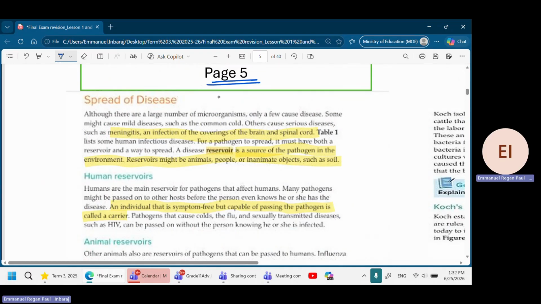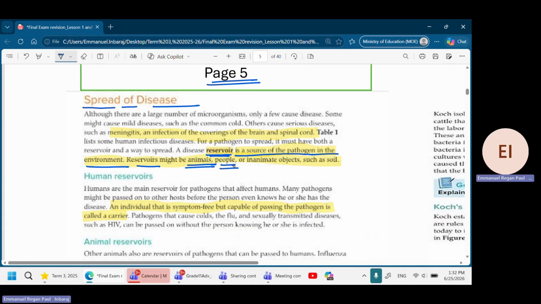On page number 5, there is a concept called spread of diseases. In this, you're going to learn a definition called reservoir. So what is a reservoir? A reservoir is a source of pathogen in the environment. What's the meaning? You can find bacteria or viruses living in a particular place, and that place is called a reservoir. So where do they live? Reservoirs might be animals. The pathogens can live in animals.